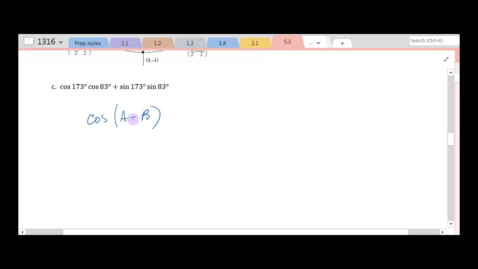Where we have two angles separated by a subtraction sign, I can rewrite this, because I have the same two angles here, as the cosine of 173 minus the second angle, which is 83. So 173 minus 83 is just 90. So I'm looking at the cosine of 90 degrees, which is just 0. So in this particular example, we went backwards. We started with the expanded form of the sum or difference identity, rewrote it as the difference of my two angles, and simplified it using that.